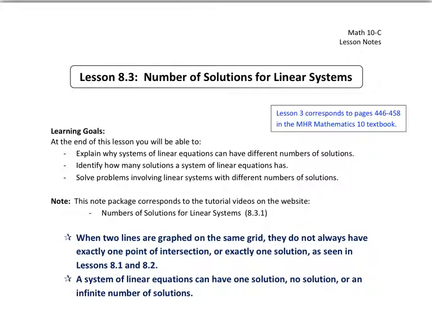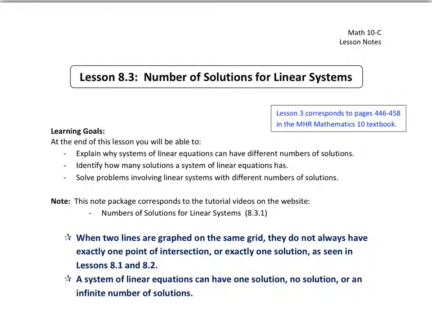Welcome to the tutorial on Lesson 8.3, Number of Solutions for Linear Systems. At the end of this lesson, you will be able to explain why systems of linear equations can have different numbers of solutions, identify how many solutions a system of equations has by looking at the equations, and solve problems involving linear systems with different numbers of solutions.